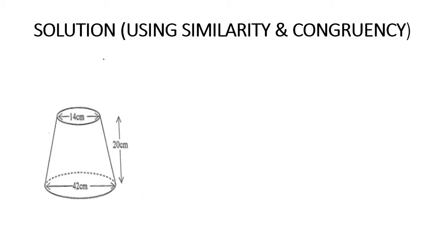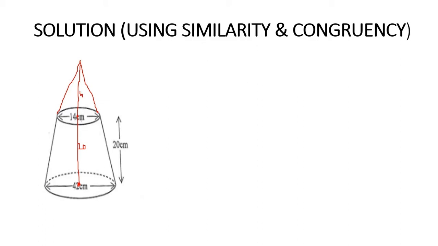To solve using similarity and congruence, you first of all have to assume that the cone is complete. When the cone is complete, it is going to be like this. These are the various parts that you're going to have. From there all the way up to there, that is the 20 centimeters that we've been given. Then from here all the way up to the top, the part which has been cut, we can just call it h, small letter h.